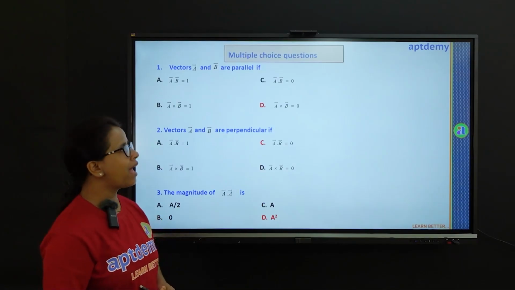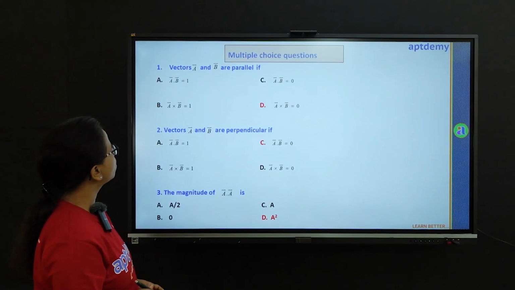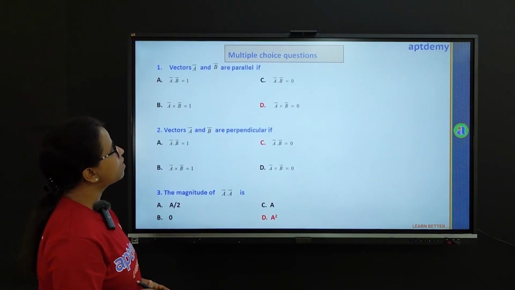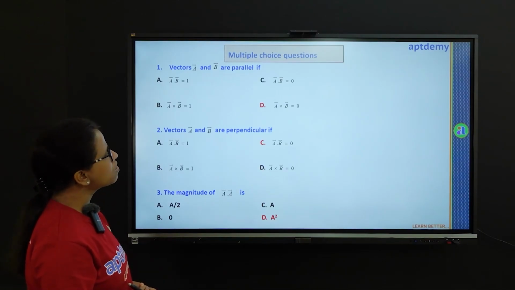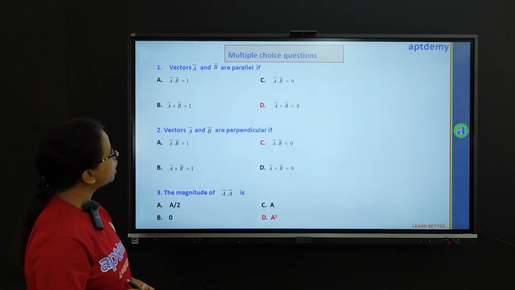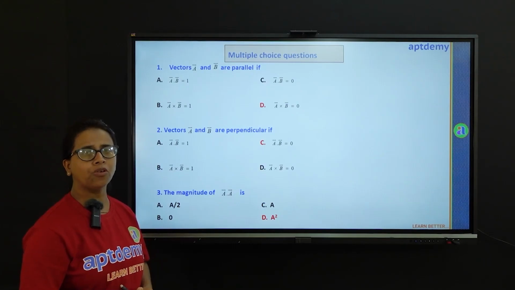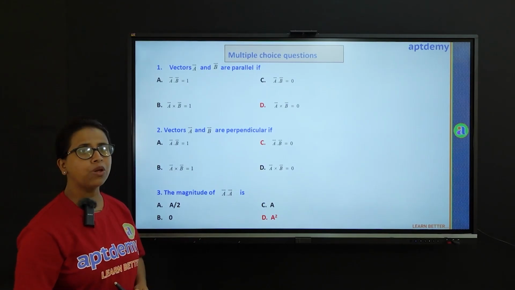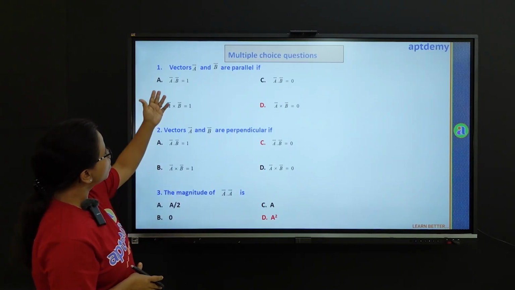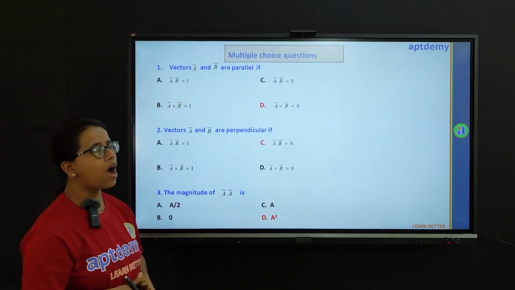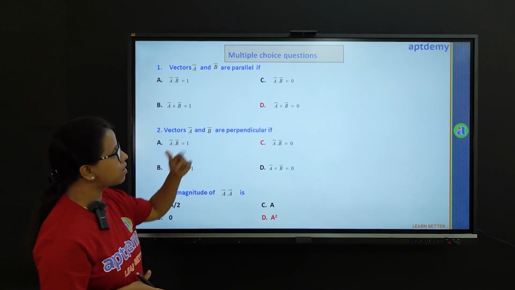Now let's have a quick look at certain important multiple choice questions on vectors. So here comes the first one. Vector A and vector B are parallel if, which of the options is correct? For parallel, we'll go by vector A cross vector B is equal to 0. You can think on this. Parallel means theta is 0 degrees. Now, cos theta, if you are thinking of dot product, becomes 1. But then we are left with the magnitudes of vector A and vector B. So the first option A and the third option C are out from the answer sheet. So we are left with option D.